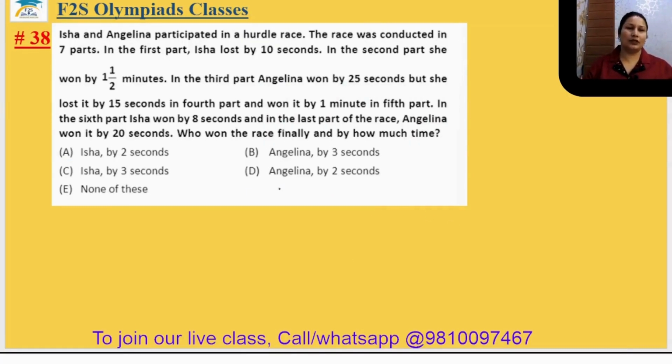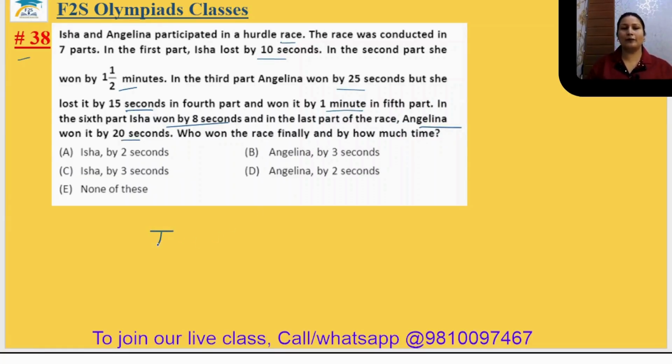Next question, question number 38. Isha and Angelina participated in a hurdle race. The race was conducted in 7 parts. In the first part, Isha lost by 10 seconds. In the second part, she won by 1.5 minutes. Third part, Angelina won, but she lost in the fourth part and won by 1 minute in the fifth part. Sixth part, Isha won, and last part, Angelina won by 20 seconds. Who won the race finally and by how much?